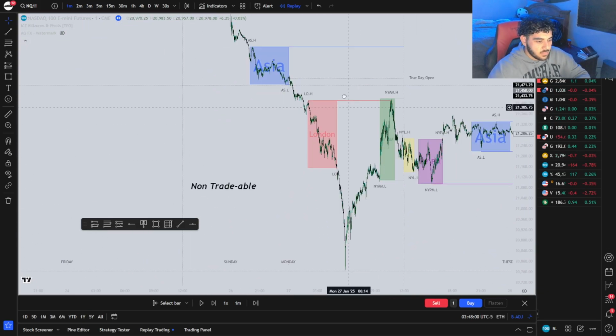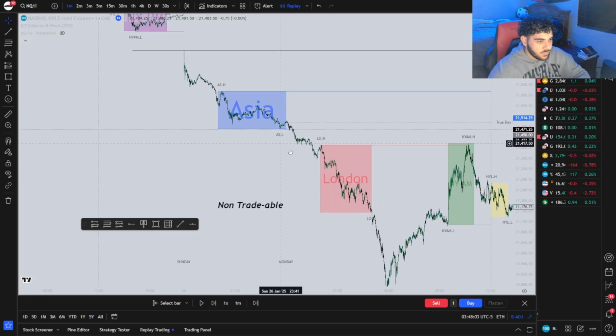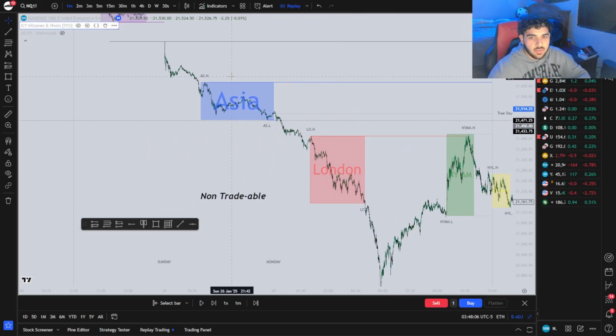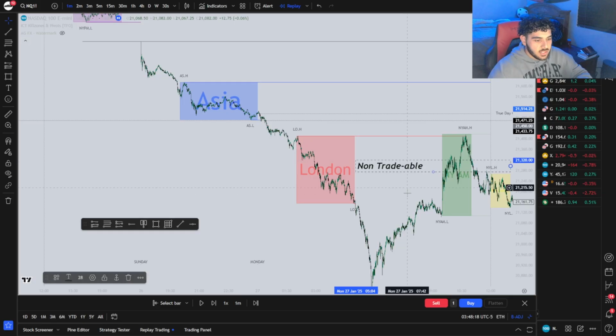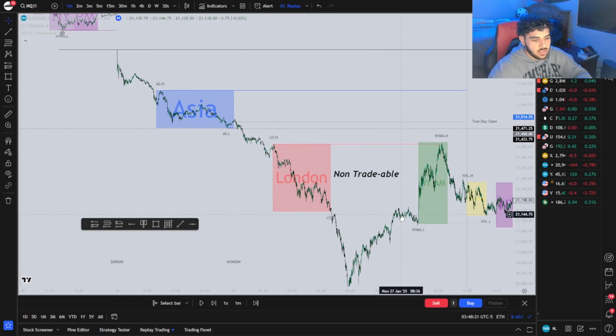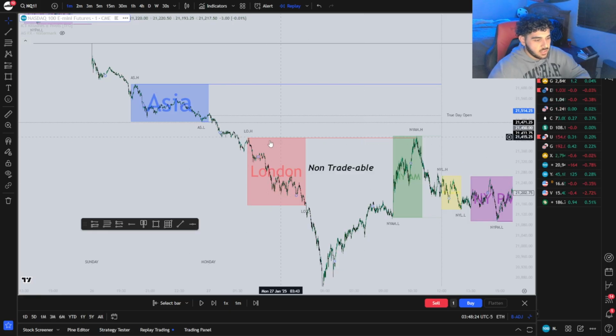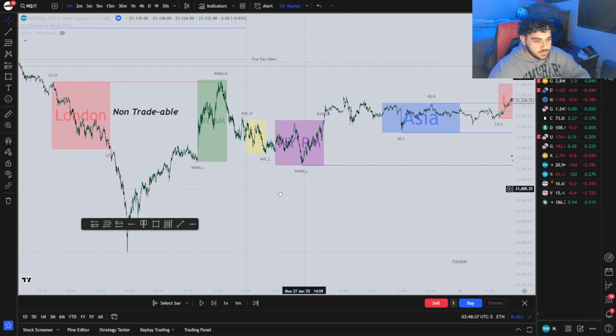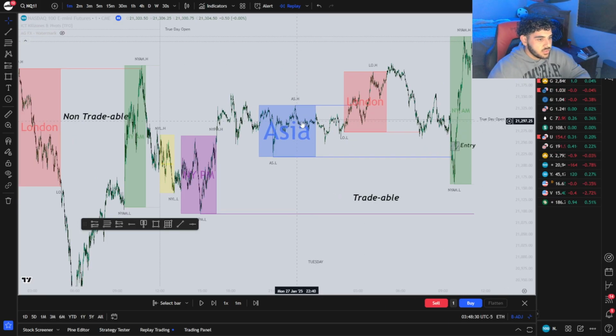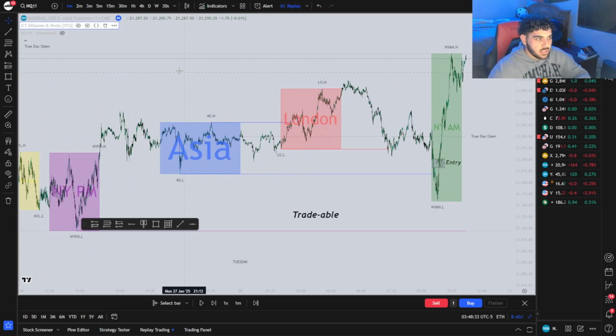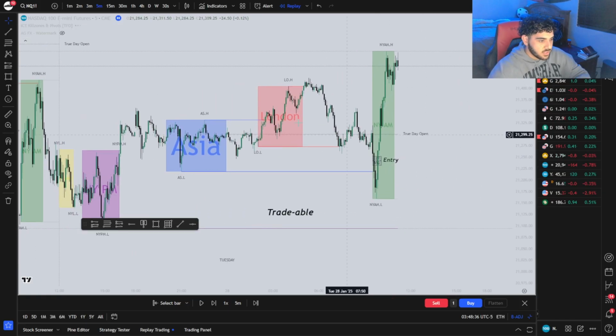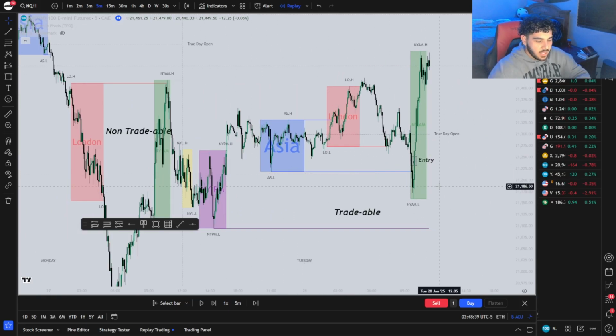So, non-tradable conditions. First of all, we have a Monday, we have a large expansion throughout Asia and London. What this is going to mean is we're not going to have that much juice, that much energy going into New York session. So it's better just to avoid these days. When you have these huge ranges, Asia, London, just avoid it. No big deal. It's also a Monday. No big deal. So going into Tuesday, you could see that Asia, London, it has pretty much consolidated for the most part. And we have clear targets. So this is a midweek.